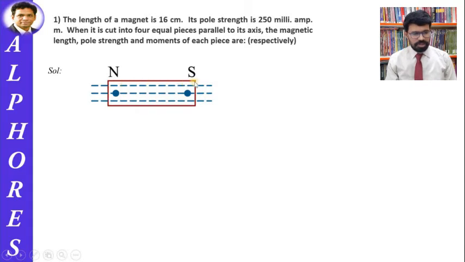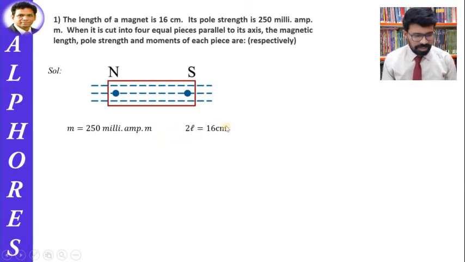Individually, the length of these pieces remains constant. Whatever length the parent magnet has, 16 centimeters, the individual piece length is also 16 centimeters only. So there is no change in the length. Whereas the pole strength is going to change. Pole strength is connected with the cross-sectional area, isn't it? So it will change, and if pole strength changes, of course the moment also changes. The unit of pole strength is ampere meter, and it is given as 250 milliamp meter.